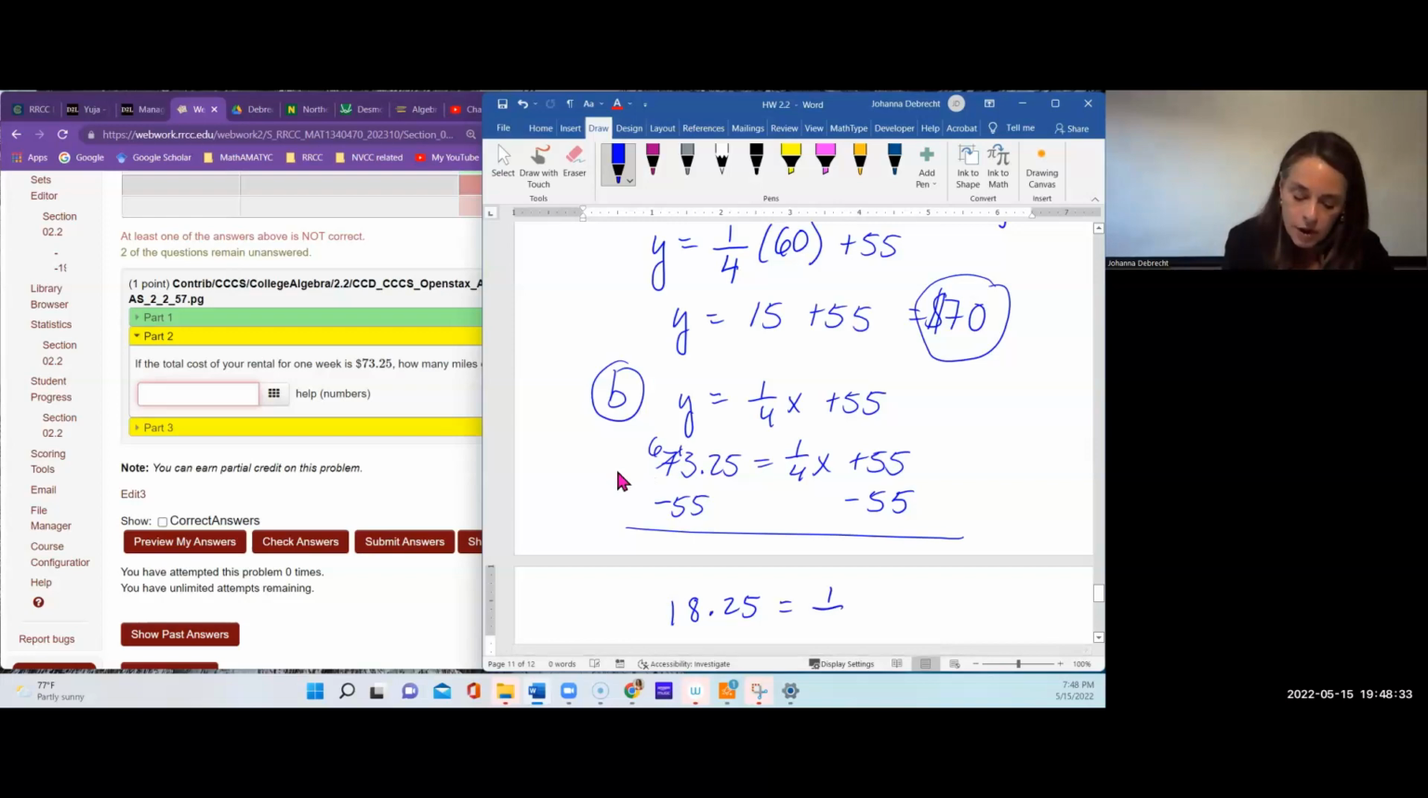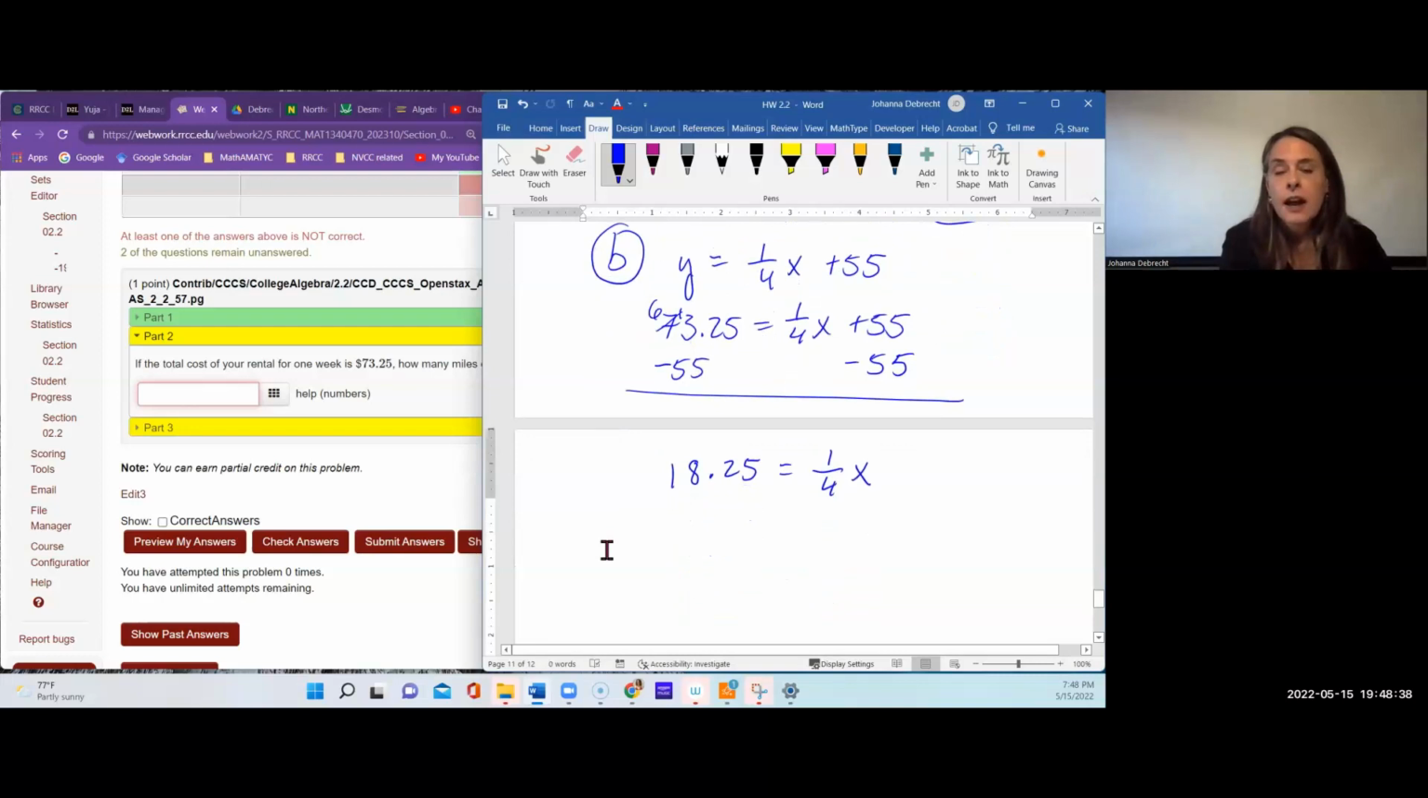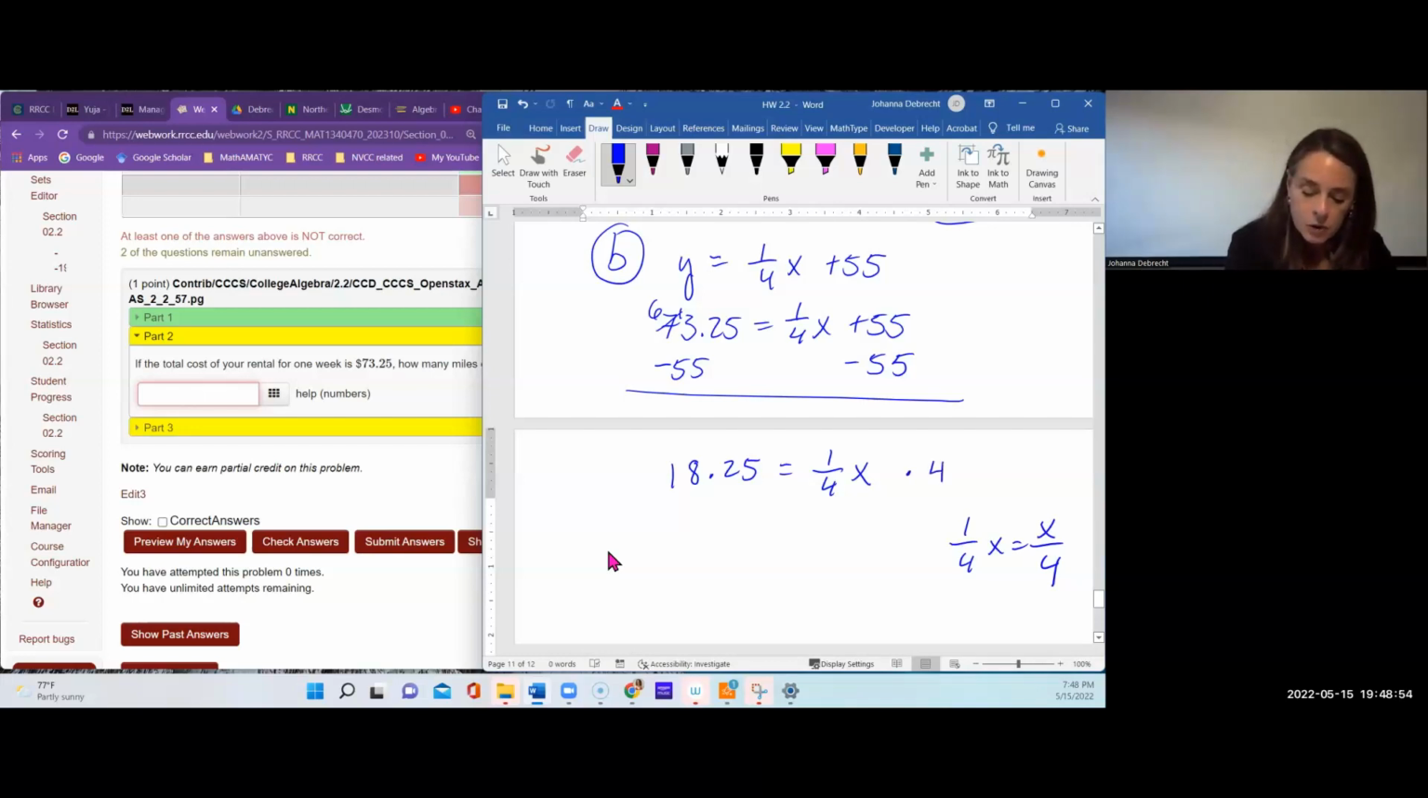18.25 equals 1/4 x. Now, how can I get rid of the 1/4? Right now I can think of it as x divided by 4. Note that 1/4 x is the same as x divided by 4. To undo division, we multiply. So what I need to do is multiply by 4. So 18.25 times 4, you can either do long multiplication or you can grab a scientific calculator, which gives you 73.